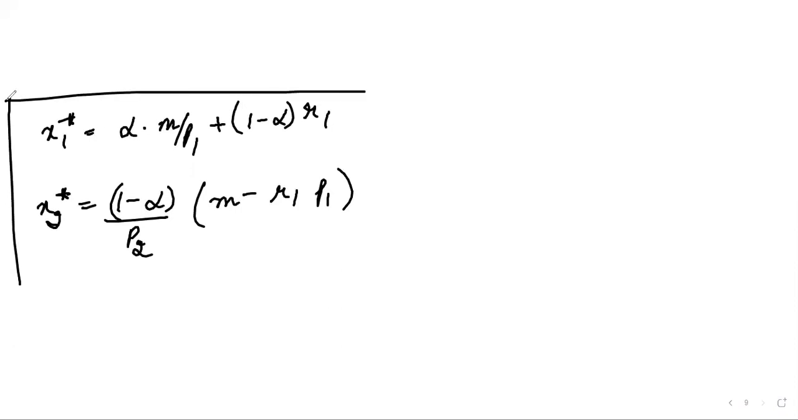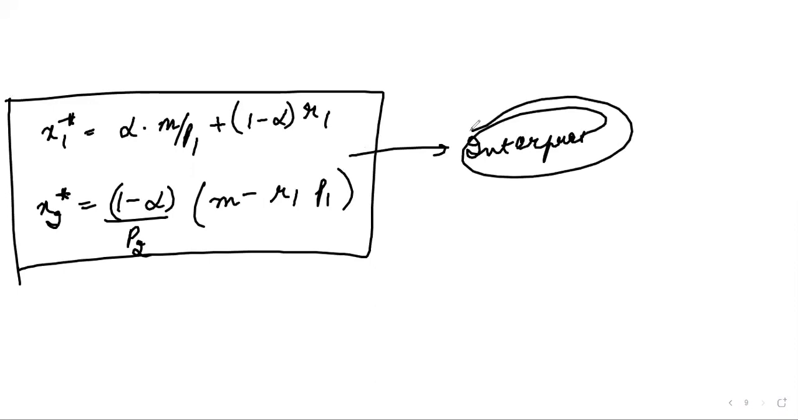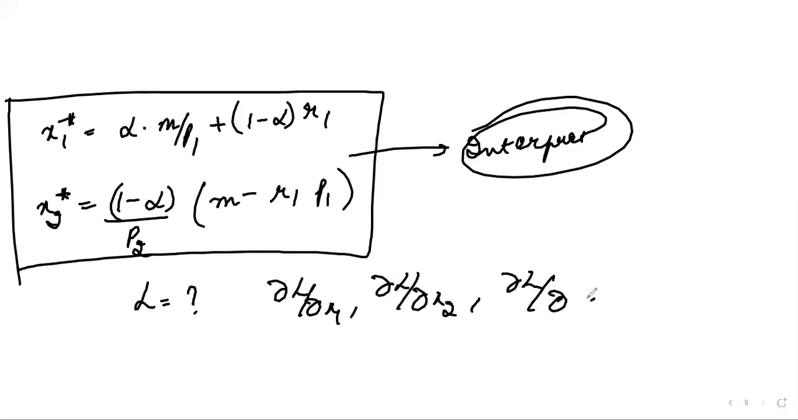I'll stop here, but we are going to also try and interpret these equations. So for now, you should understand how to find x1 star and x2 star, how to form Lagrange, how to differentiate Lagrange with respect to x1, x2, lambda, and how to solve these equations further to get x1 star and x2 star. Okay, thank you.